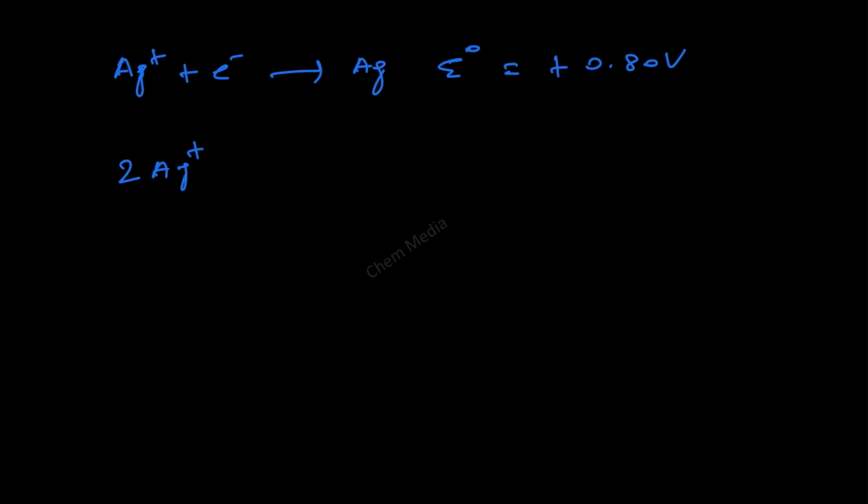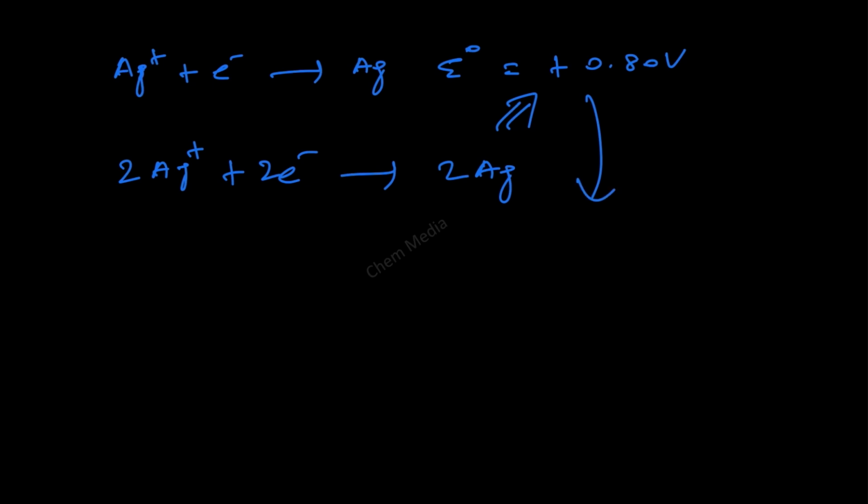Let me put it this way. When we say Ag plus is gaining an electron and becoming Ag, the standard reduction potential is equal to plus 0.80 volt. Now, when we multiply with the 2, let us say 2 Ag plus gaining 2 electrons and becoming 2 Ag, we do not multiply this value with the 2. It is once again the same.